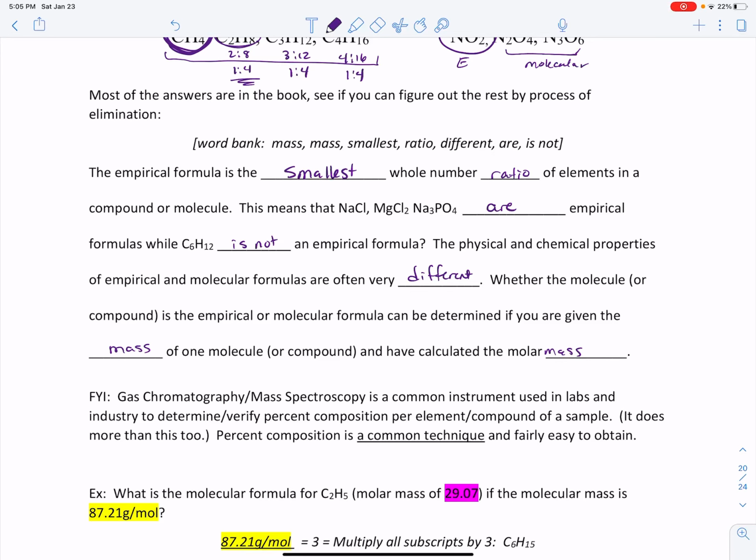So I hope you figured out that the empirical formula is the smallest whole number ratio of elements in a molecule or compound. And that means that all these guys are the empirical formula, while this one is not the empirical formula. Physical and chemical properties are often very different. Whether it is an empirical or molecular formula can be determined if, now of course there's only two answer choices left, you're given the mass of one molecule and you've calculated the molar mass.